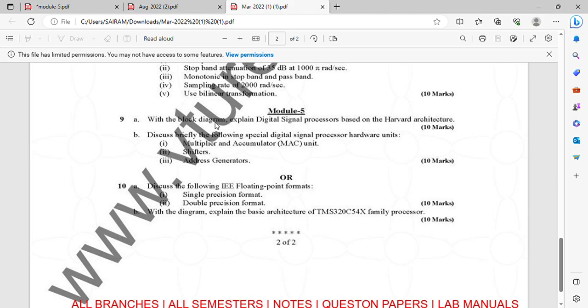So this is my question paper, January February 2022, students, and in this question paper you have: explain the Harvard architecture used in DSP processors with a neat labelled diagram. This question has been asked for 6 marks.